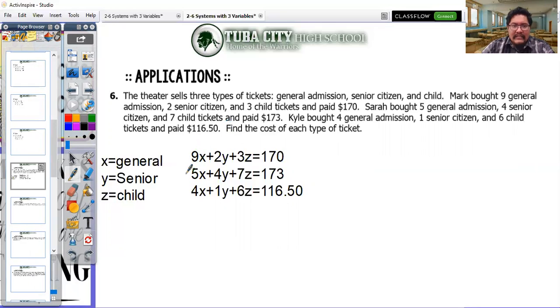I'd have to multiply both of them. And if I did these two here for X, I'd have to make them both into 20X. That would mean multiplying this middle one by 4 and the bottom one by 5. And again, that's a little bit of work. Here, if I were to eliminate Z, I'd have to make both of these something like 42.